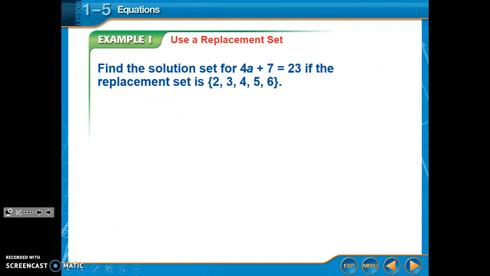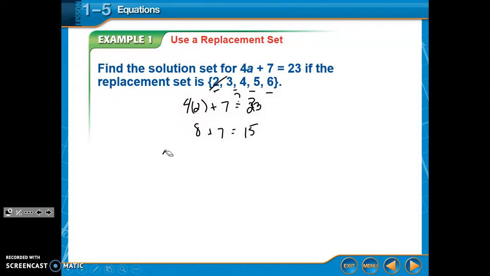If we're looking at this, 4a plus 7 equals 23, I want to know which of these values, 2, 3, 4, 5, or 6, when I put it in for a, makes it true. If I put in 2, I do 4 times 2 plus 7, and I want to see if that equals 23. So 4 times 2 is 8, plus 7 is 15. So this one is not 23, so 2 is not the solution.